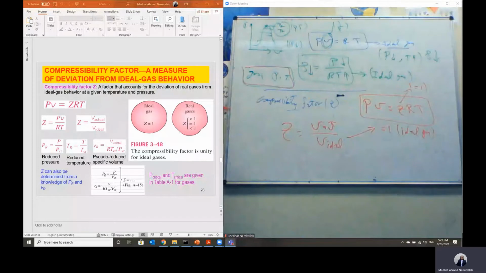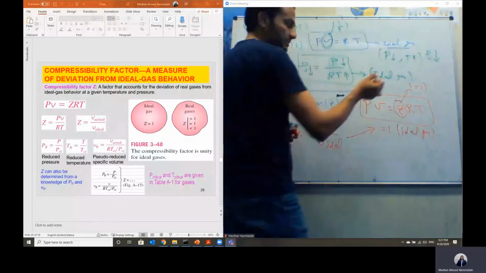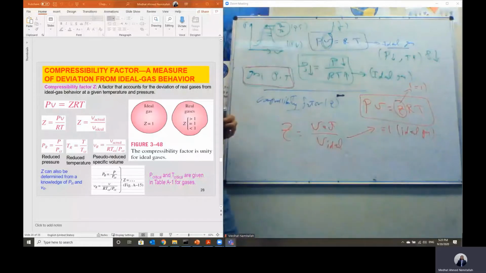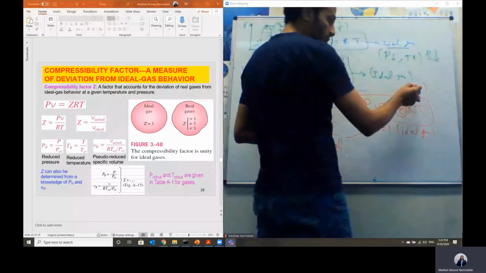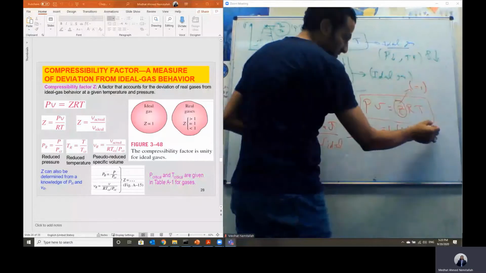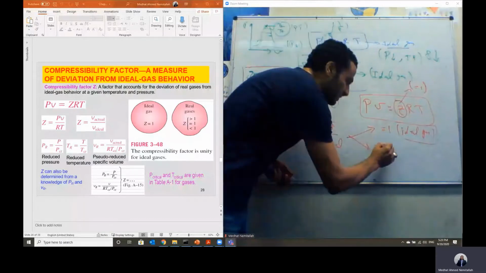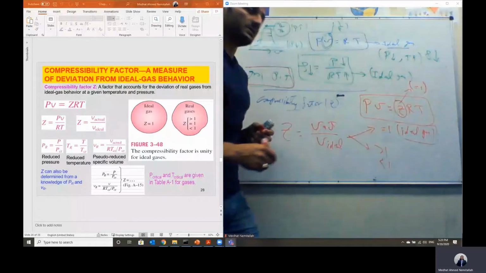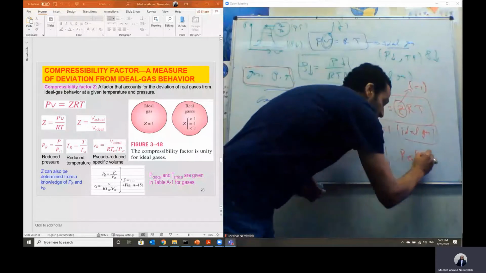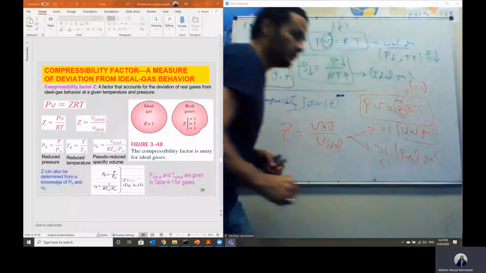Then in this case, I will be just calculating the compressibility factor Z. We will learn how to calculate it. If this value is equal to 1, that means this case is the ideal gas. Otherwise, if this value is greater than 1 or less than 1, that means we have a real gas behavior in this case.